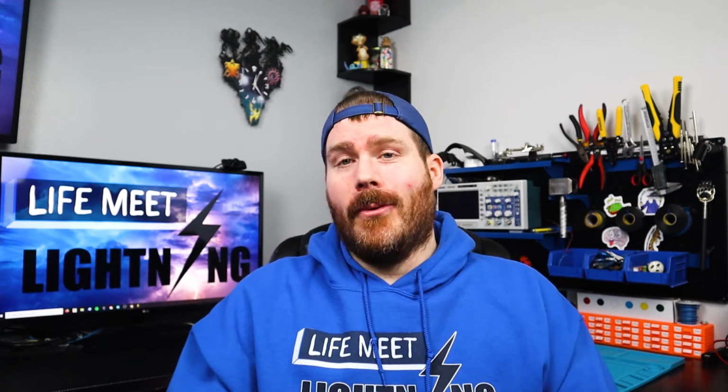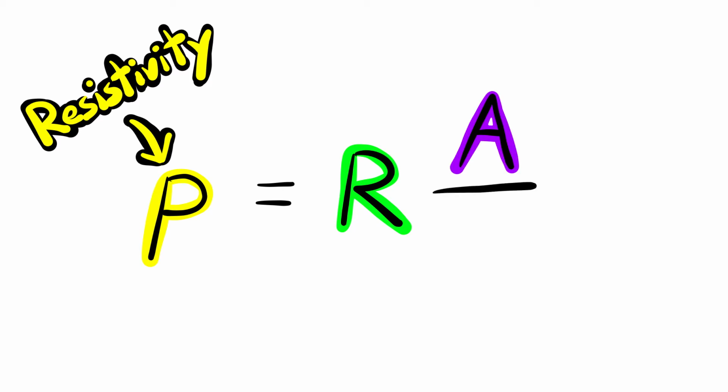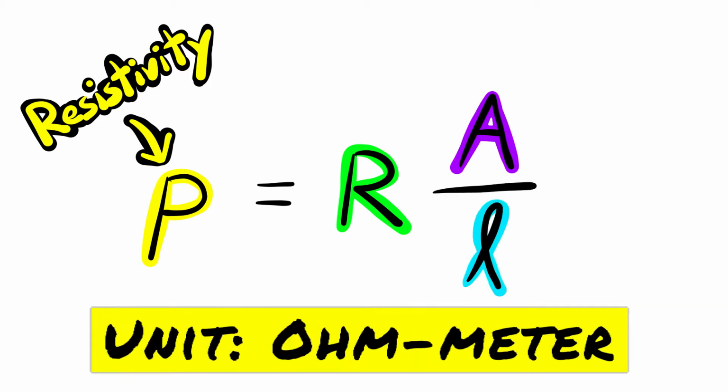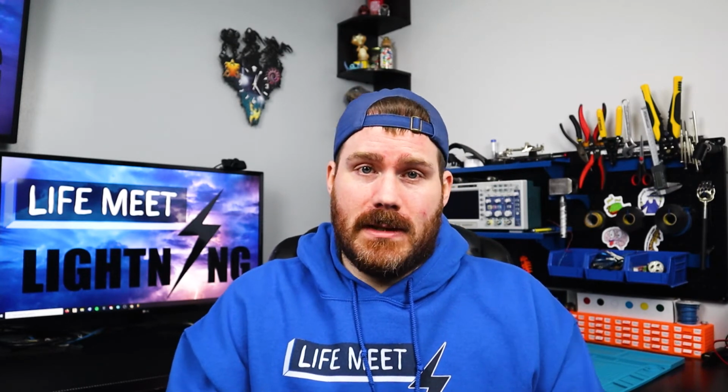But what about wire made of different material? How does the chemistry of the material affect its resistance? Well, this is where those fancy words, resistivity and conductivity, come in. Resistivity is defined as resistance times the cross-sectional area of a material divided by its length. Its unit is the ohm meter, and it's a way of looking at the inherent resistance in a material independent of physical dimensions.